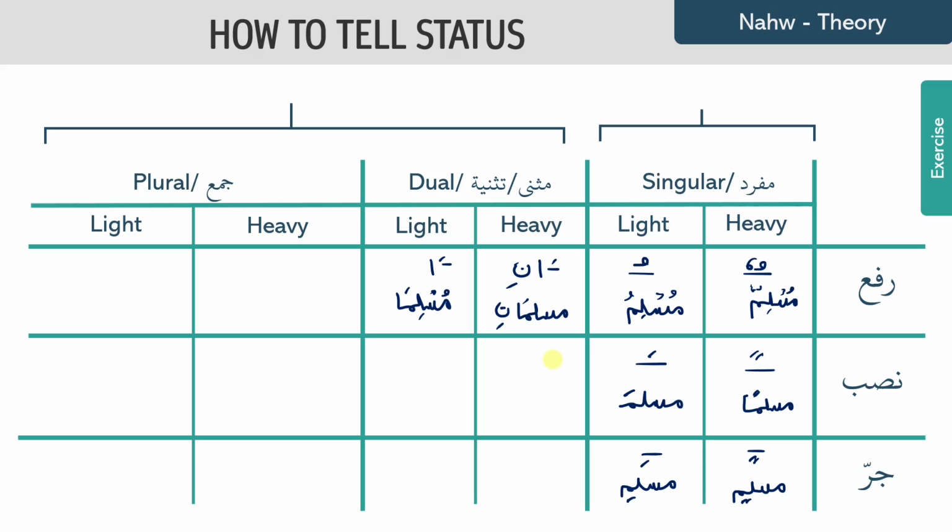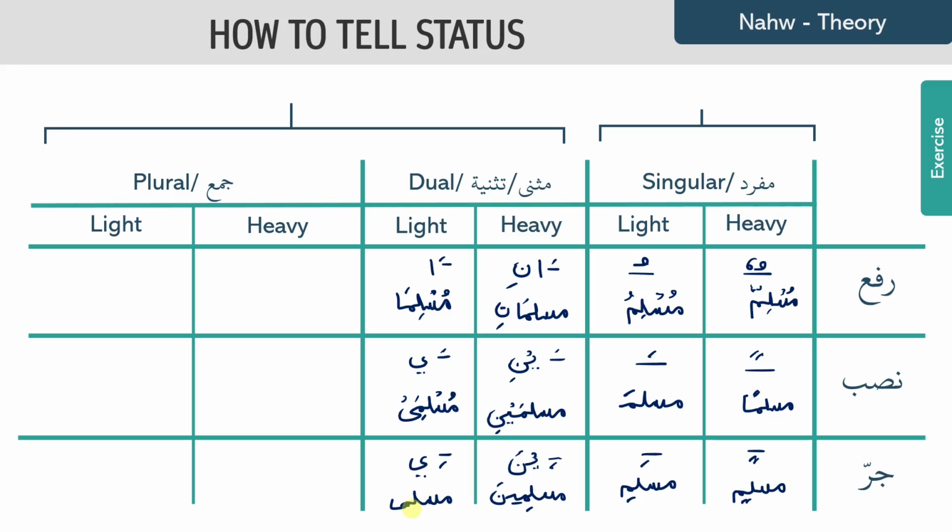The nasab version is aini, so muslimaini. The light version is ay, muslimay. The jar version, which is heavy, is going to be ina. So the example is muslimina. The light version of that is i. Again, you drop off the noon, so it's going to be muslimi.